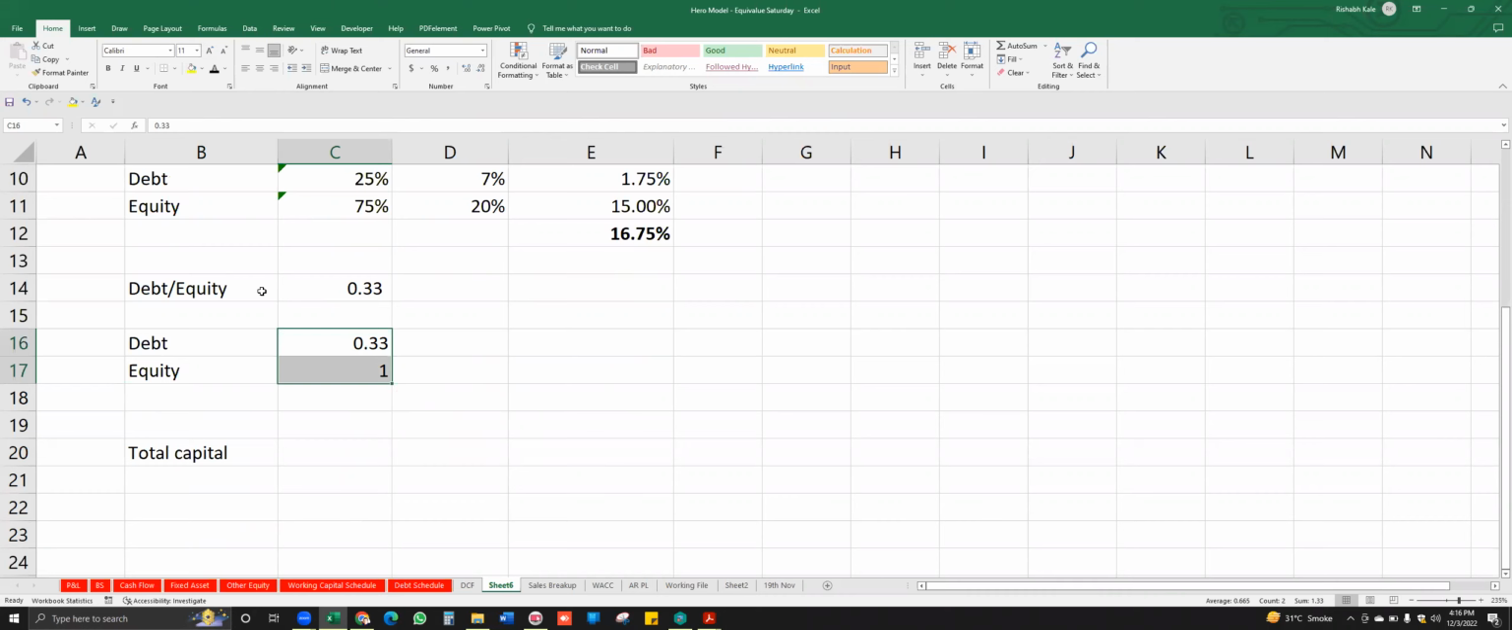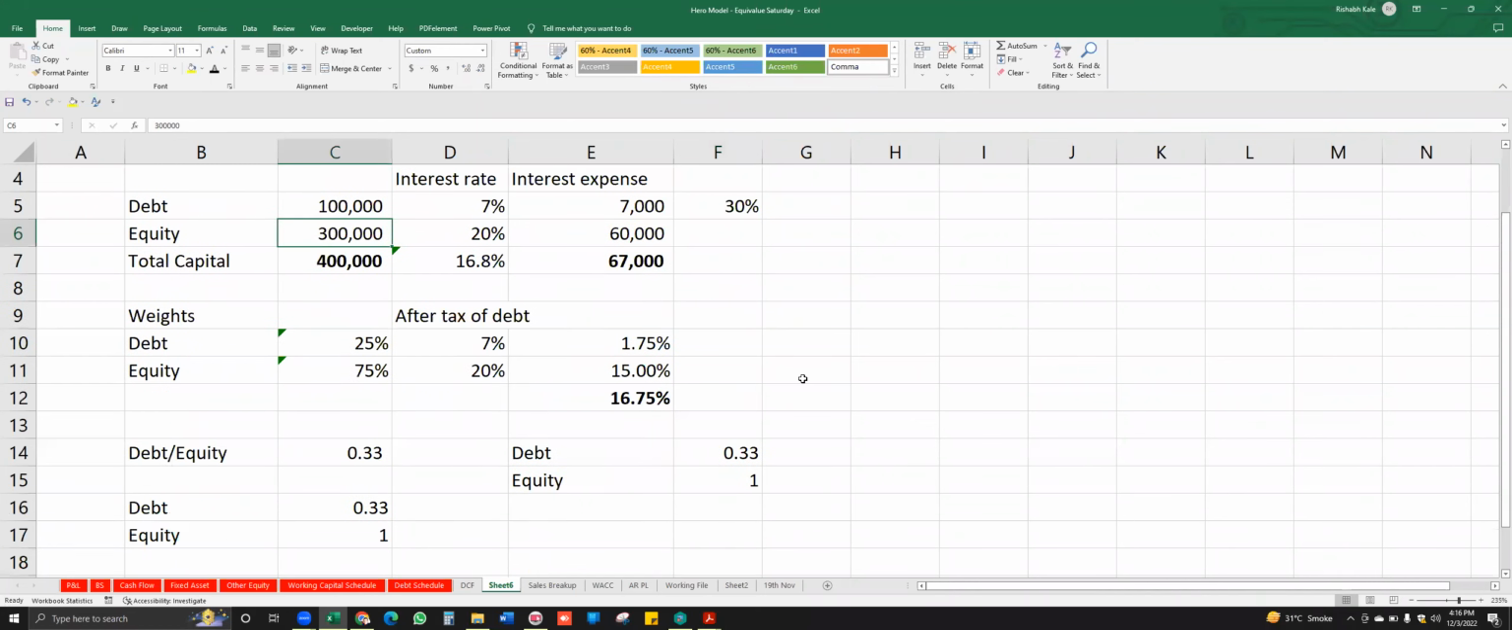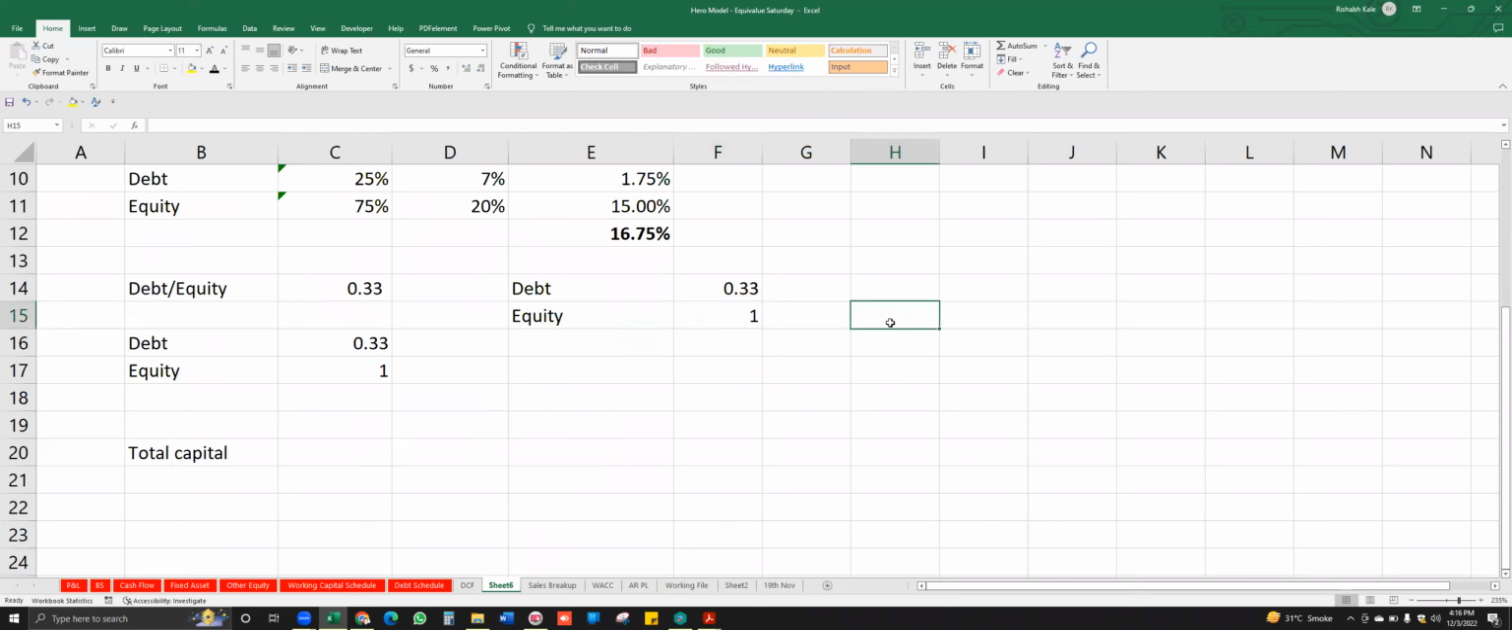No. What does debt to equity mean? Debt to equity is 0.33 means what? My debt is 3. No. See this ratio. What does this ratio mean? So this is not debt by equity, right? Means if your debt equity is 1, your debt is what? 0.33, right? Now in this example, your equity is 300,000. If it's 300,000, what will be your debt? Obviously, it will be 300,000 into this, right?